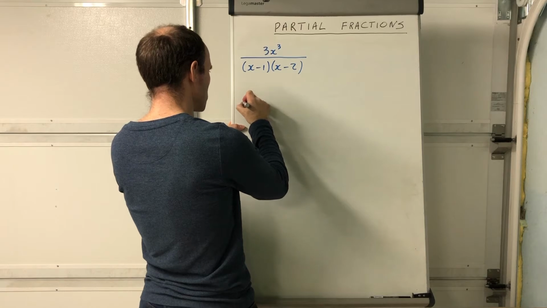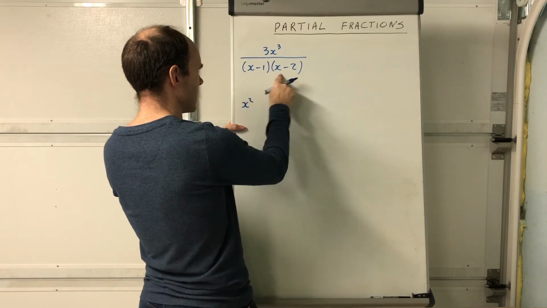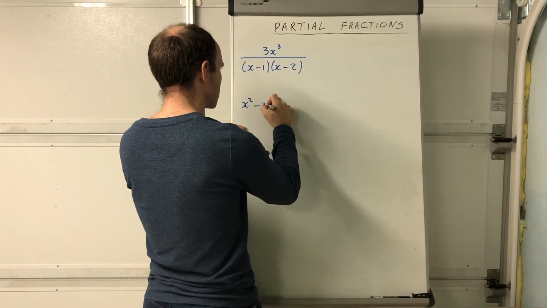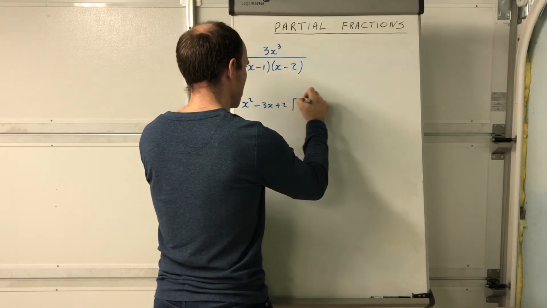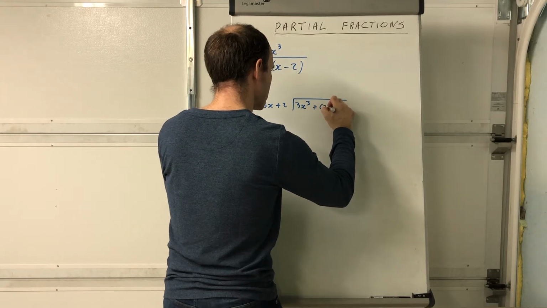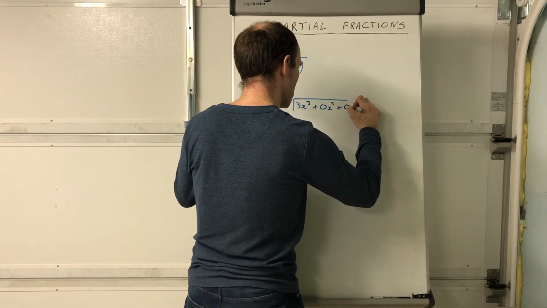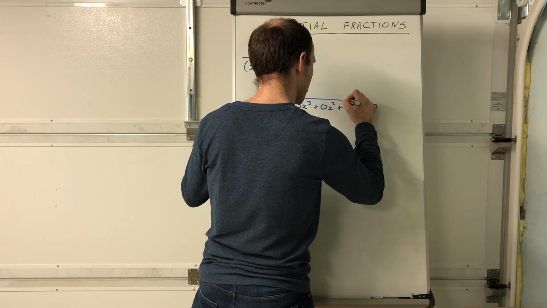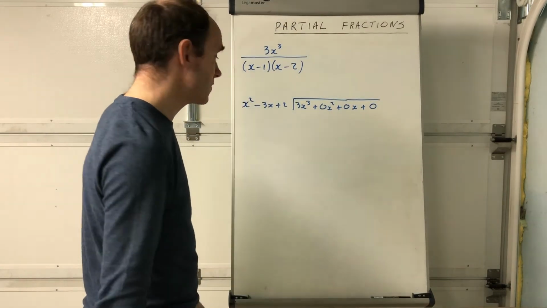So in the long division, I'm going to have to expand the brackets there really. x squared subtract 3x plus 2. And then I'm going to have 3x cubed. And of course I better fill in the 0x squared plus 0x plus 0. Okay? And then start the long division process.